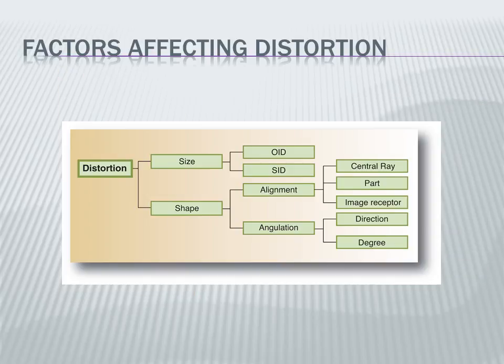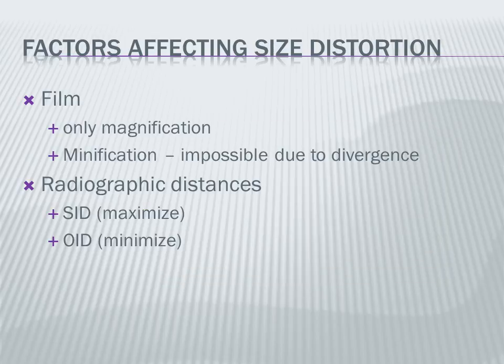Factors affecting distortion. This is a great chart that kind of divides it up. It shows you that, if it's size, it breaks it up into OID, SID, shape, and the other controlling factors. So you might decide you want to study from this. And again, distortion is directly related to positioning. So it's either going to be size, shape, distance, or tube, and then how we minimize the distortion.